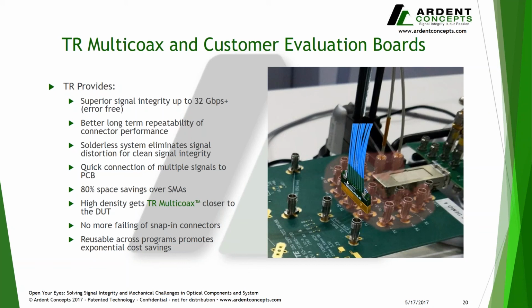As a result of these space savings, you can get much closer to the device under test, in this case, the QSFP double D. The TR device can be used up and beyond 32 gigabits per second. Normally, we spec the TR device up to 70 gigahertz, but with different signaling modulations, it may mean something different for you with your data rates.